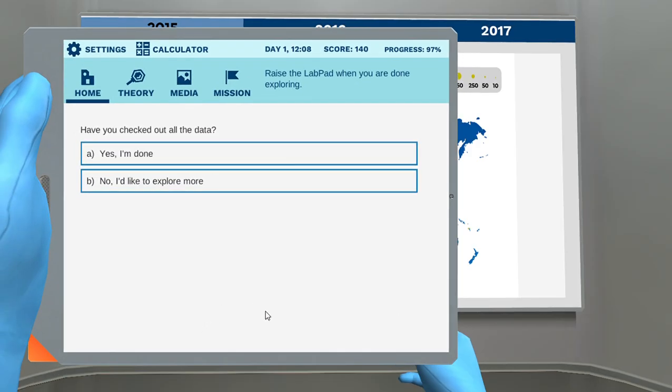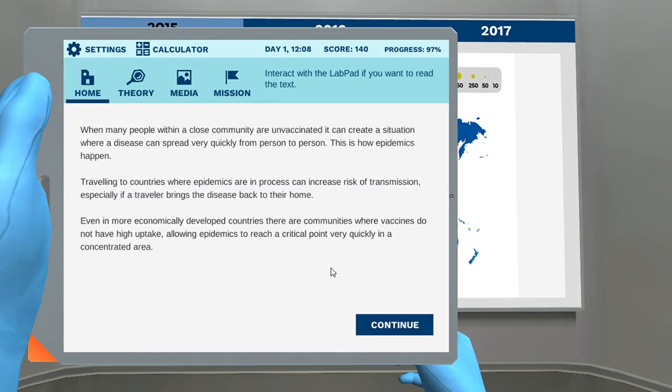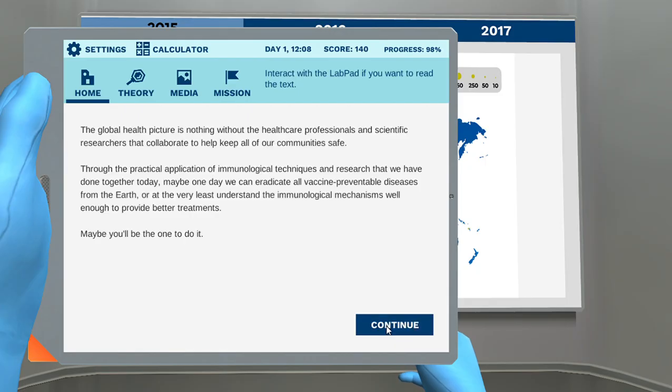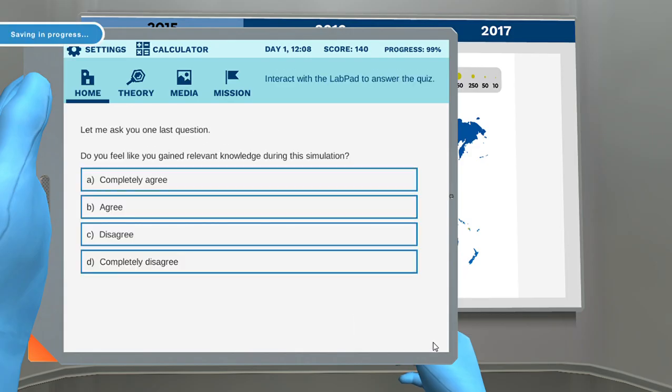Have you checked out all the data? Option A. When many people within a close community are unvaccinated, it can create a situation where a disease can spread very quickly from person to person. This is how epidemics happen. The global health picture is nothing without the healthcare professionals and scientific researchers that collaborate to help keep all of our community healthy. Let me ask you one last question.